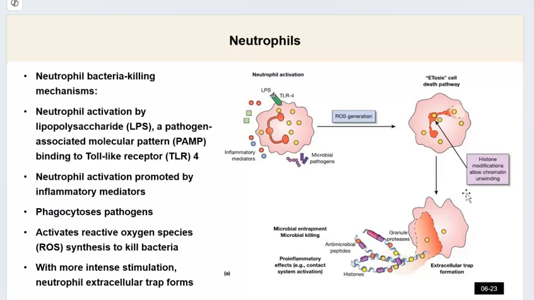The body has endogenous processes protecting against this process, right? So that's what we're talking about here. One of the examples of these compounds that can help protect from this bad part of the neutrophils is the enzyme alpha-1 antitrypsin, which counteracts the action of some of these particular proteases.